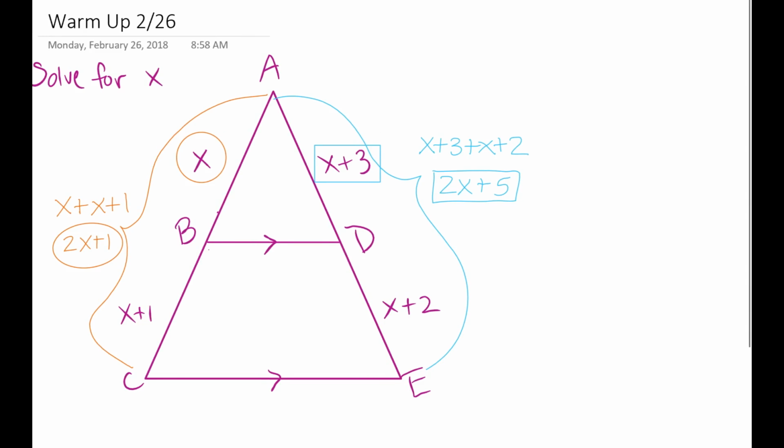Okay, so now we can set up our proportion. What was X similar to? 2X plus 1. And then what should my other ratio look like? X plus 3 over 2X plus 5. Yes, X plus 3, which is similar to 2X plus 5. Everyone in here should have known how to get up to this part. This part should have been easy.